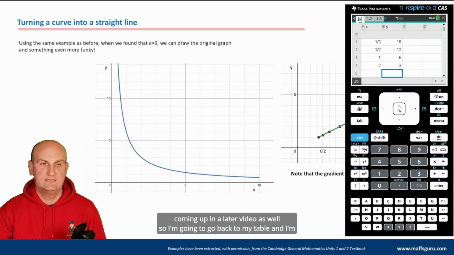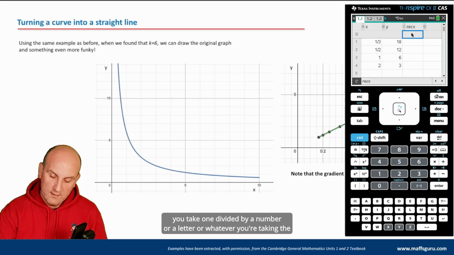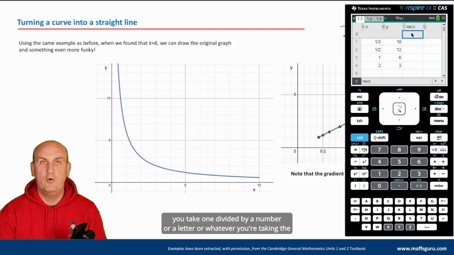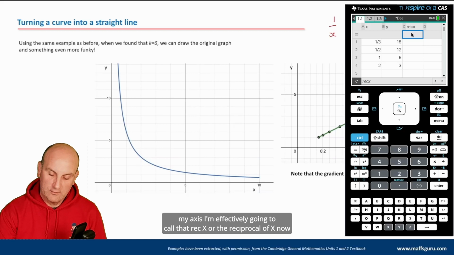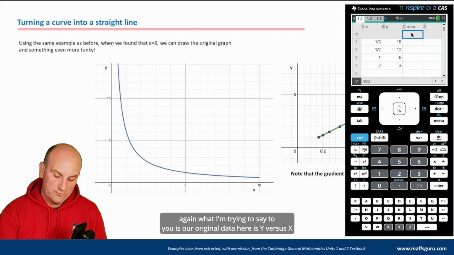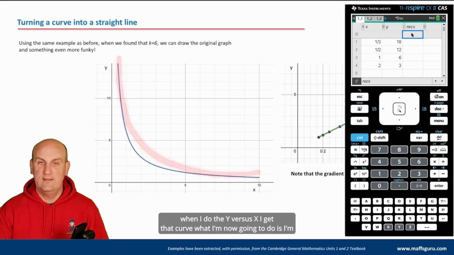So I'm going to go back to my table, and I'm going to do here something called rec x. Now, rec stands for reciprocal. And when you take 1 divided by a number or a letter or whatever, you're taking the reciprocal. So all I'm saying is that when I'm trying to now put 1 on x on my axis, I'm effectively going to call that rec x, or the reciprocal of x. Now again, what I'm trying to say to you is our original data here is y versus x. And when I do the y versus x, I get that curve.